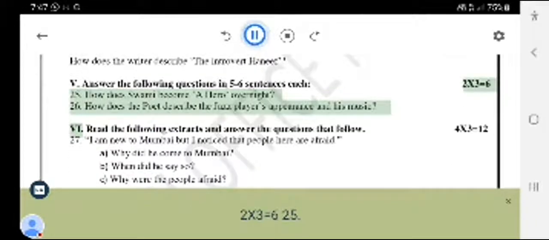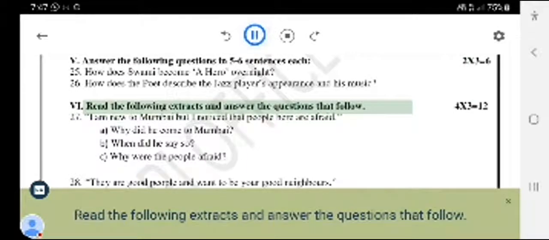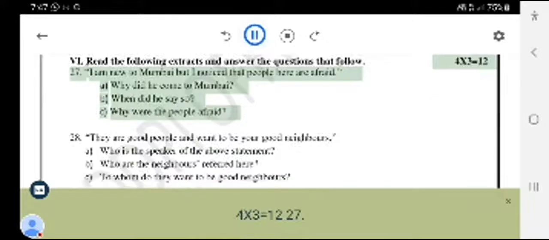2x3=6. How does Swami become a hero overnight? 26. How does the poet describe the jazz player's appearance and his music? V. Read the following extracts and answer the questions that follow. 4x3=12. 27. I am new to Mumbai, but I noticed that people here are afraid.